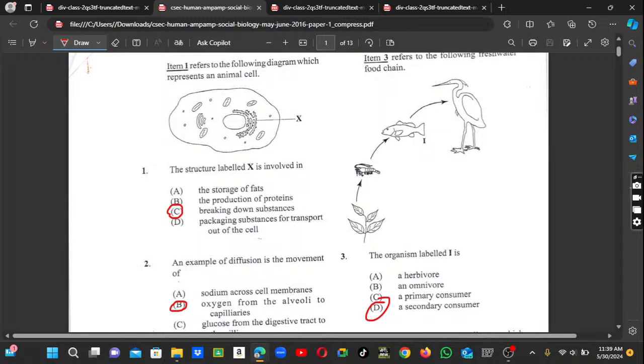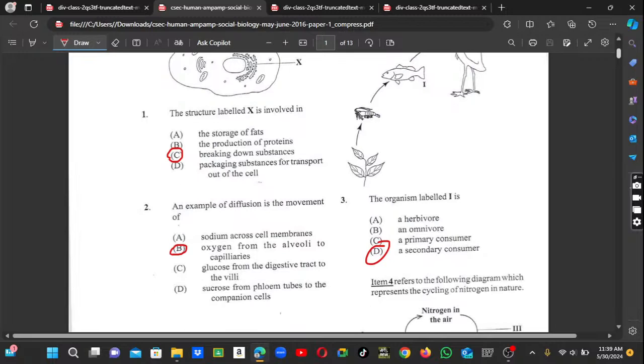Alright, we're moving forward now. Number 2 says an example of diffusion is the movement of. So we're talking about diffusion. The example of diffusion here would be oxygen moving from the alveoli to the capillaries. So we are talking about the oxygen moving. The answer for number 2 would be B. Alright, number 3.